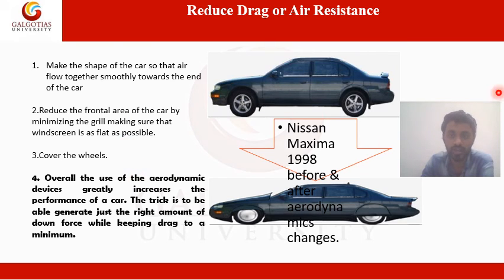So you can see in this diagram how the structure has changed over the period of time by aerodynamically changing. You can see the wing shape, you can see the shape of the wheels, and you can see how aerodynamic study has taken place over the period of time. So overall, I can say that the use of aerodynamic devices will greatly increase the performance of a car. The trick is simple: to be able to generate just the right amount of downforce while keeping the drag to a minimum.